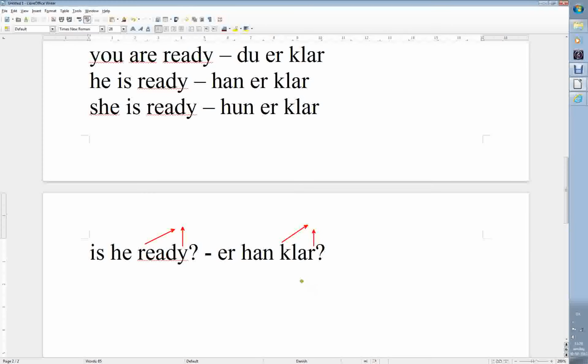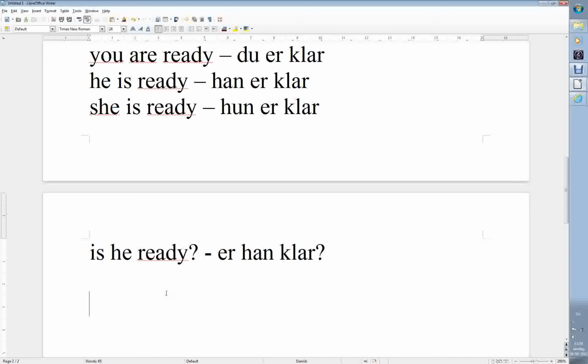And like in English, we can just choose the word that we want to put focus on, and go up in intonation on that word. So another solution would be, is he ready? Er han klar? Focus on the er part, and you can also focus on ready or he, like in English. So this should be clear. Let's move on.